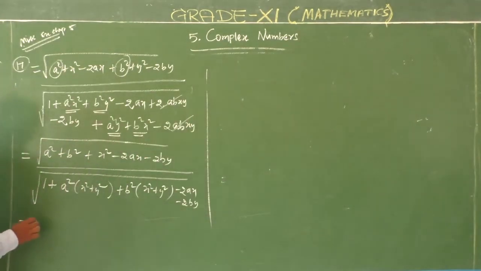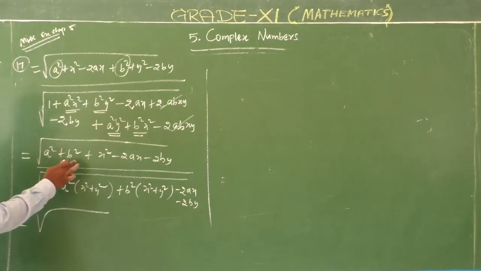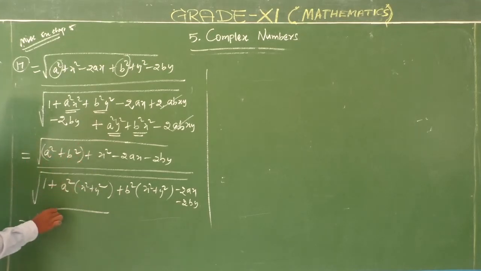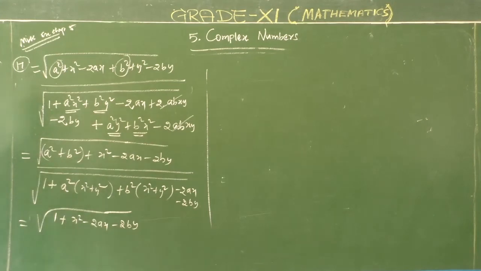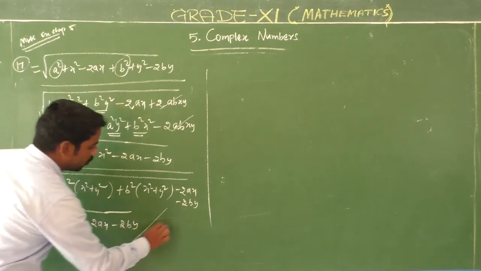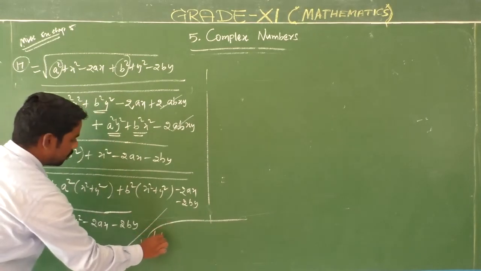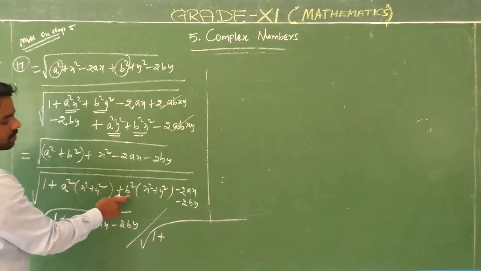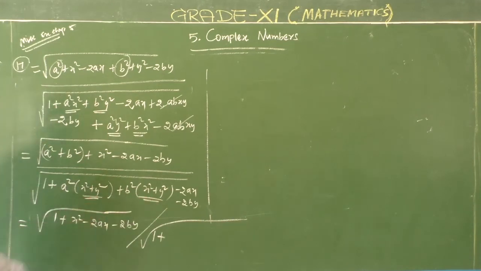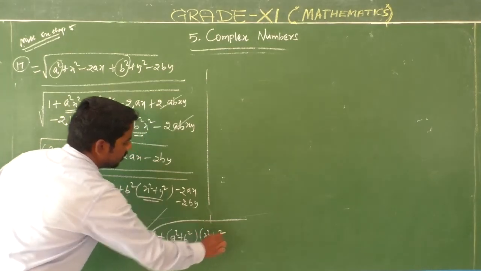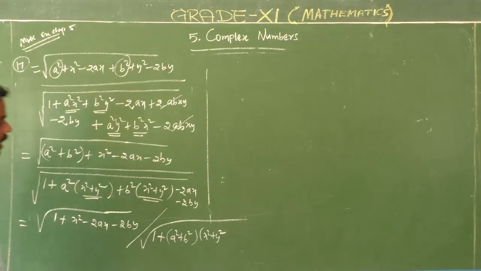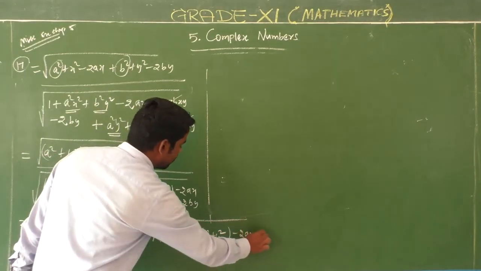Here we know from the given information that modulus of beta equal to 1. Therefore a square plus b square value is 1. So a square plus b square is 1, plus x square minus 2ax minus 2by, divided by the root of 1 plus a square of x square plus y square plus b square of x square plus y square. X square plus y square is common, so a square plus b square into x square plus y square.